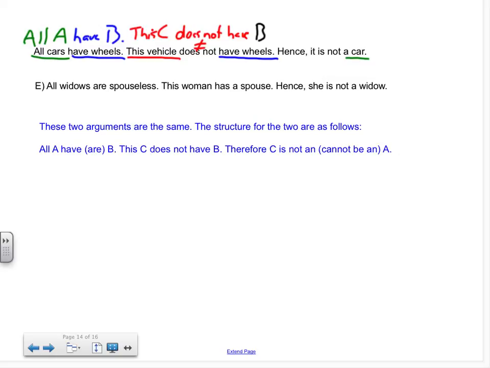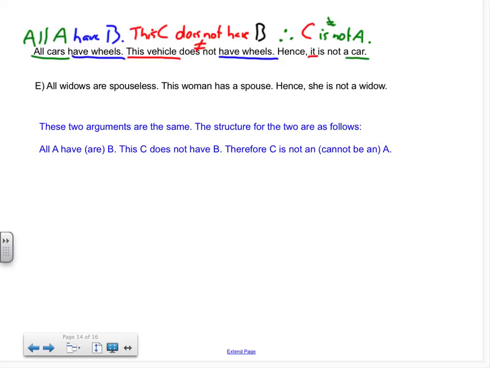You can also shorten hence to therefore, which is represented with three dots formed in a triangle. Therefore, C is not A. It is represented by C is not A. You can also say C can't equal A.